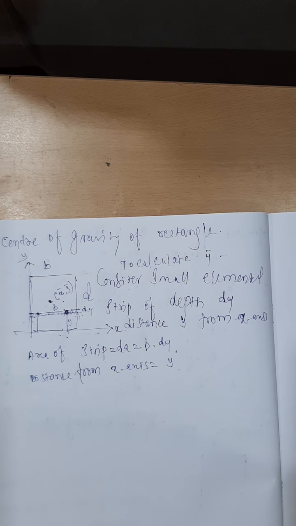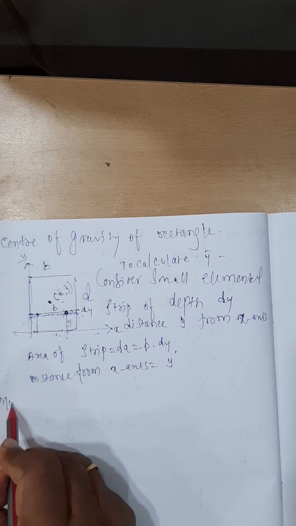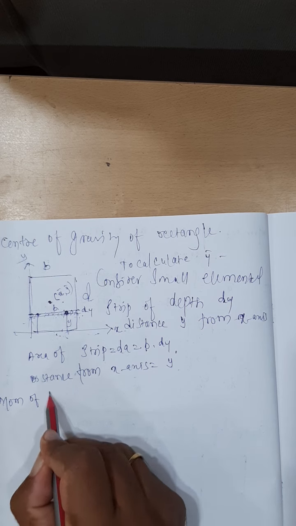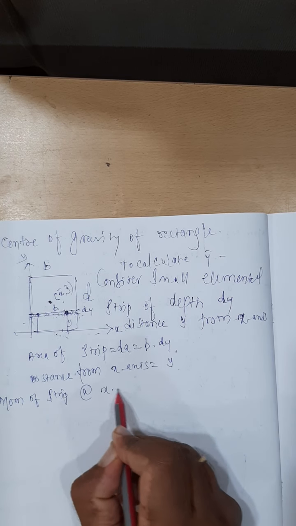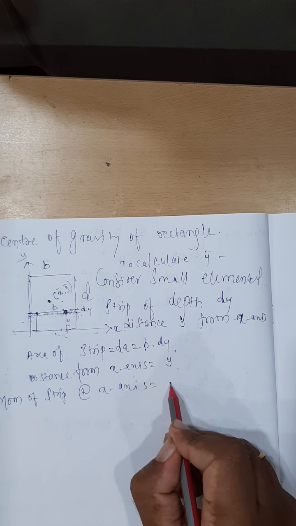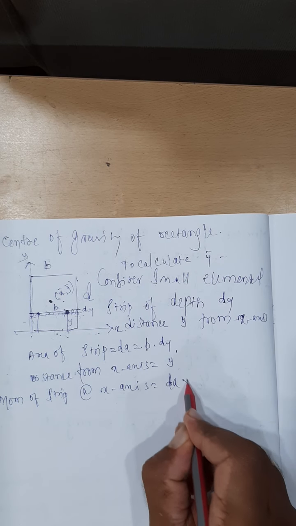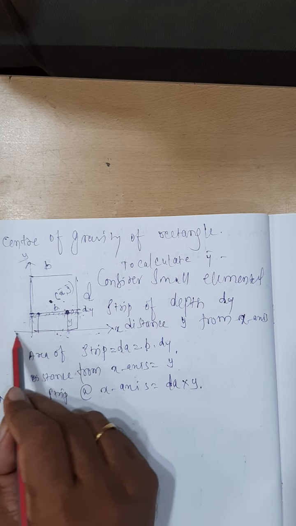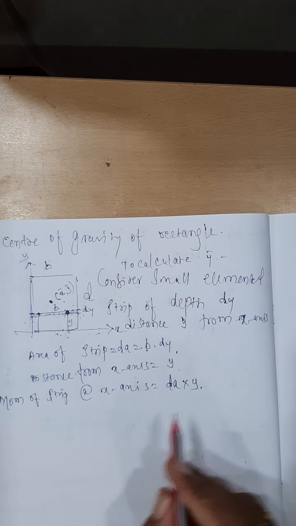Now, the moment of the small elemental strip about the x-axis. What is it? It is nothing but dA into y. Area multiplied by the distance from the x line, that is dA into y.